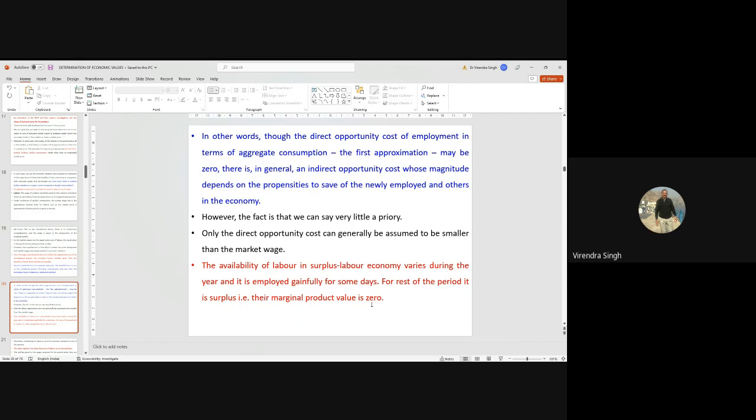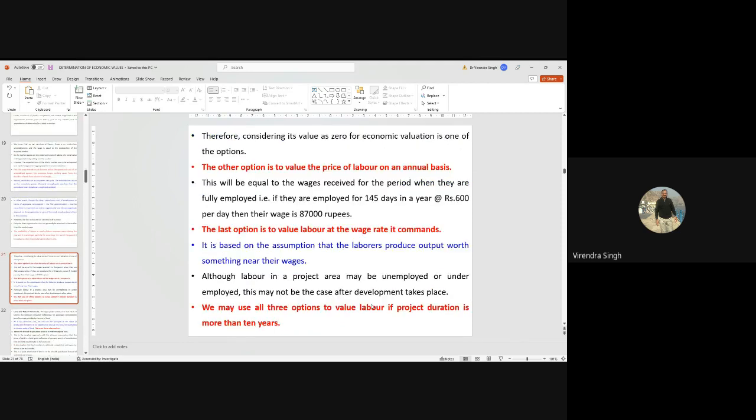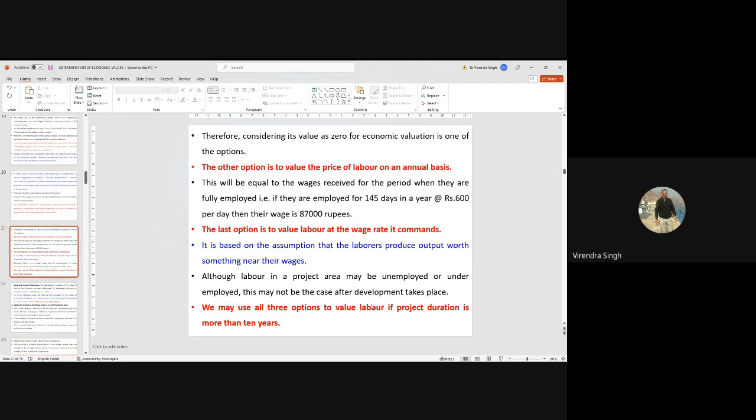The availability of labor in a surplus labor economy varies during the year, and it is employed gainfully for some days. For the rest of the period, it is surplus. That is, the marginal product value of these unemployed people is zero. Those who were not engaged at all were producing nothing in the economy. So the marginal value product of such people was zero. Therefore, considering its value as zero for economic valuation is one of the options.